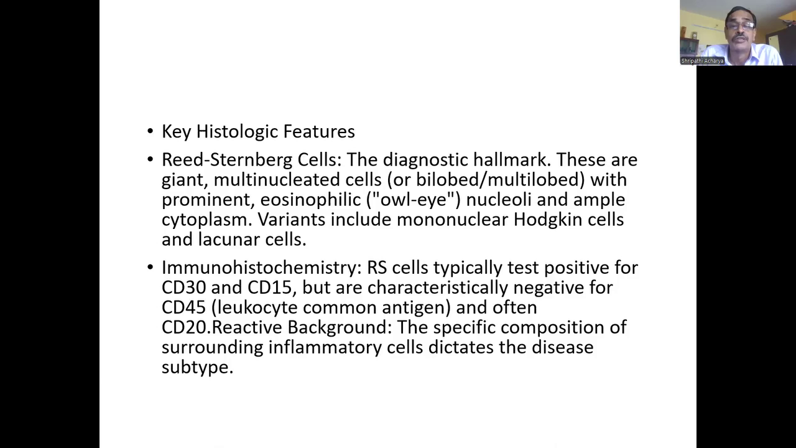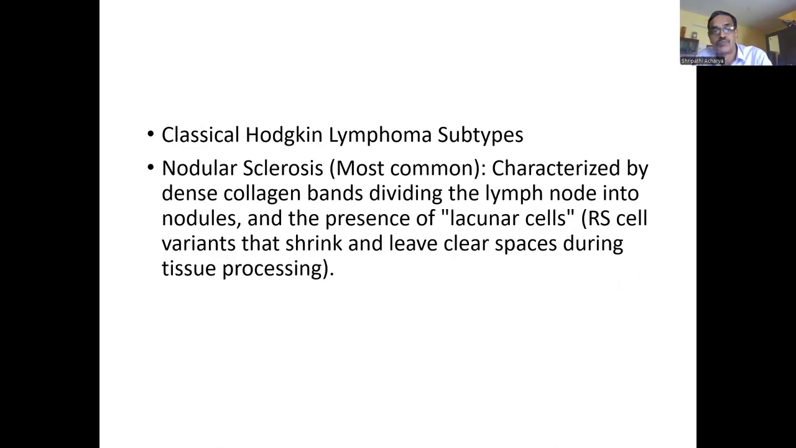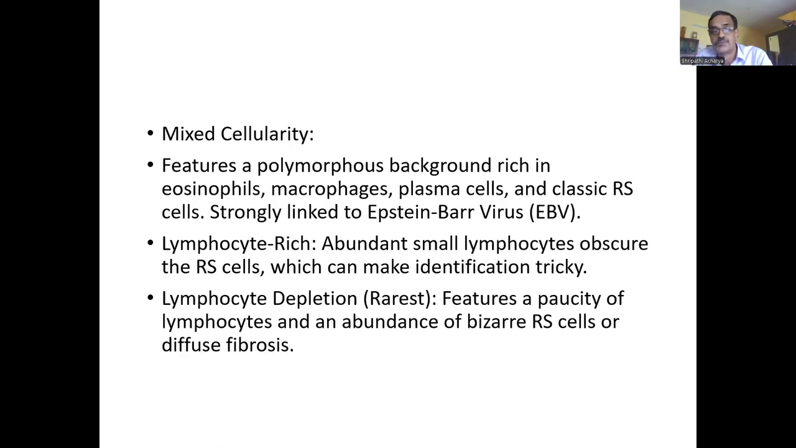Immunohistochemistry. Reed-Sternberg cells typically test positive for CD30 and CD15, but are characteristically negative for CD45, leukocyte common antigen, and often CD20. Reactive background. The specific composition of surrounding inflammatory cells dictates the disease subtype. Classical Hodgkin's lymphoma subtypes. Nodular sclerosis, most common, is characterized by dense collagen bands dividing the lymph node into nodules and the presence of lacunar cells, RS cell variants that shrink and leave clear spaces during tissue processing.